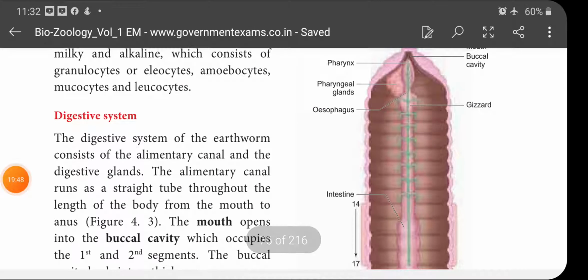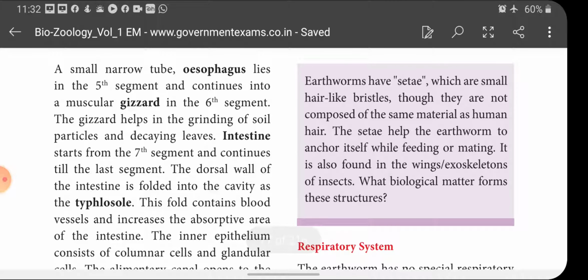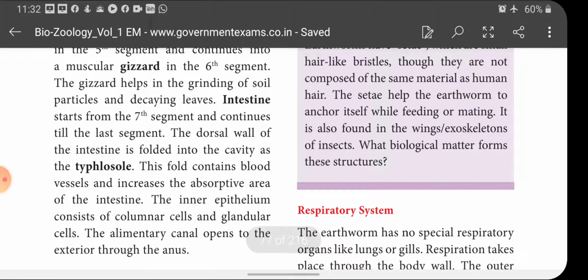Next, the small narrow tube, the esophagus, lies in the fifth segment. Next to the pharynx is the esophagus, present in the fifth segment, and this esophagus continues as a muscular gizzard, which is present in the sixth segment. The gizzard helps in the grinding of soil particles and decaying leaves. The gizzard acts like a stomach in our body.